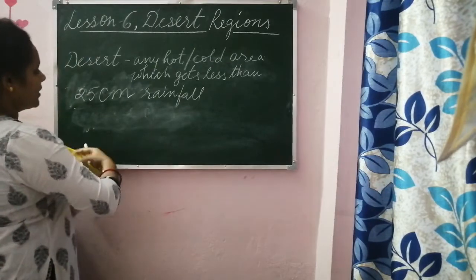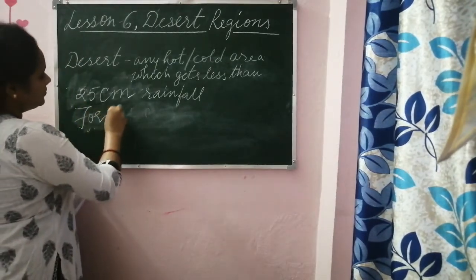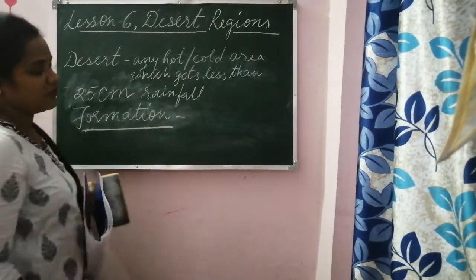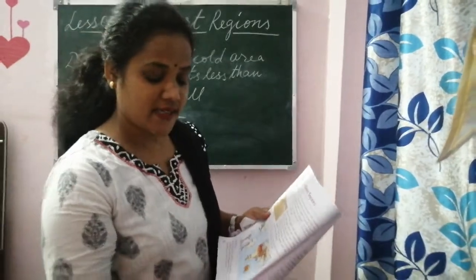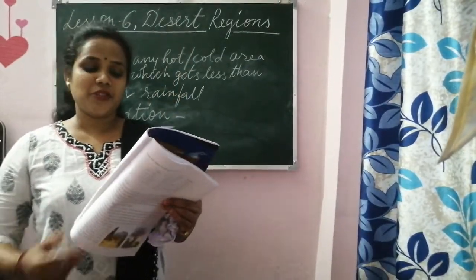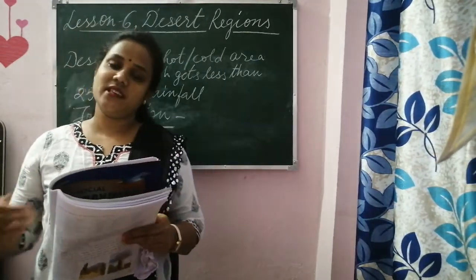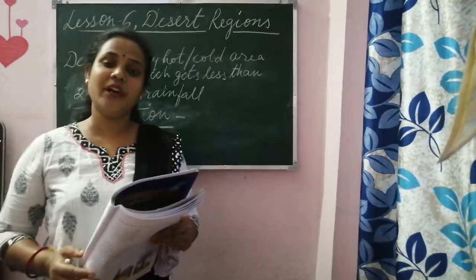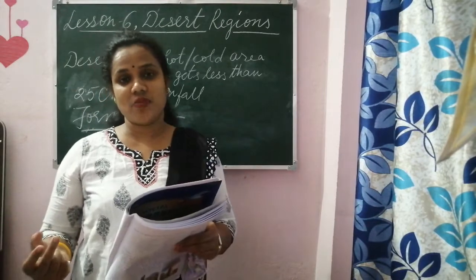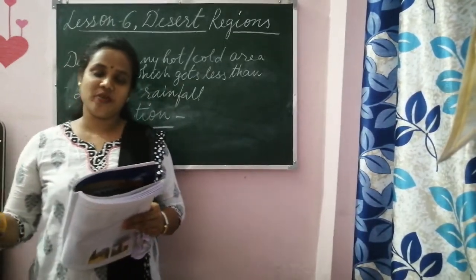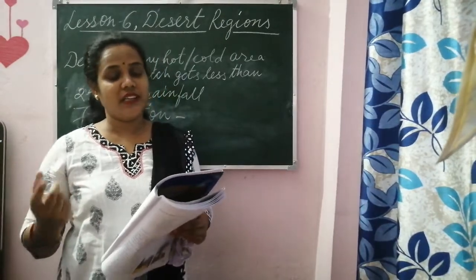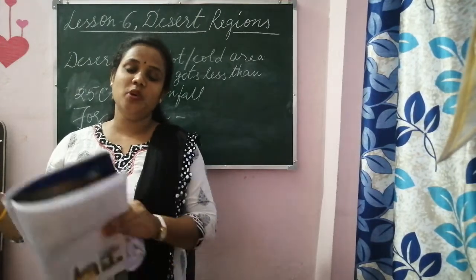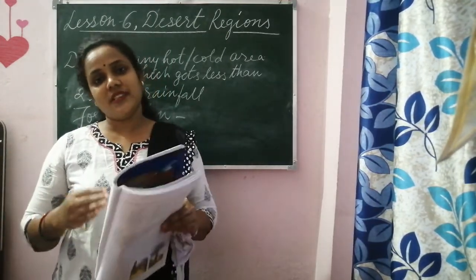Formation of desert, second paragraph. How are these deserts formed? The second paragraph says deserts are formed by natural and man-made actions. Some deserts are naturally present and some are formed by human beings. How? By our activities. What activities? We cut off the trees and forests, and because of that deforestation there is a lot of soil erosion. The soil is blown up by the wind and taken away by the water.